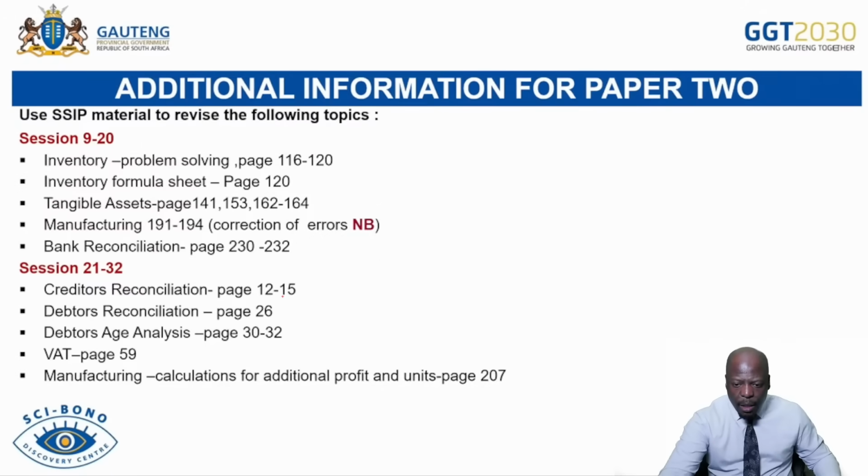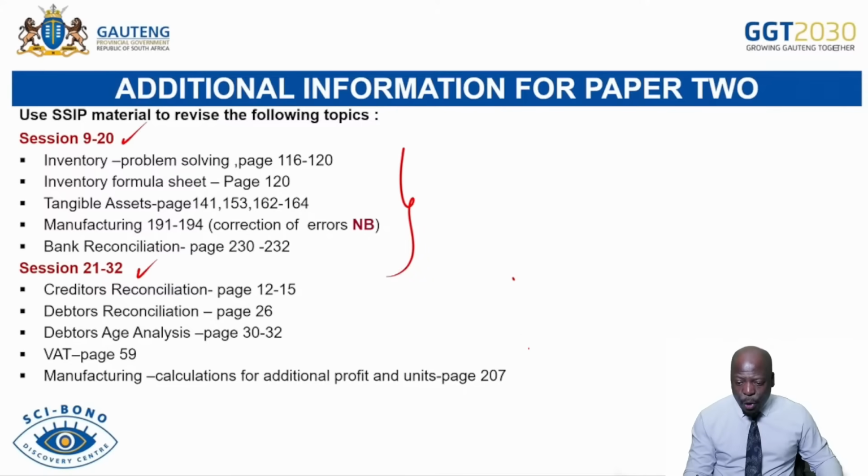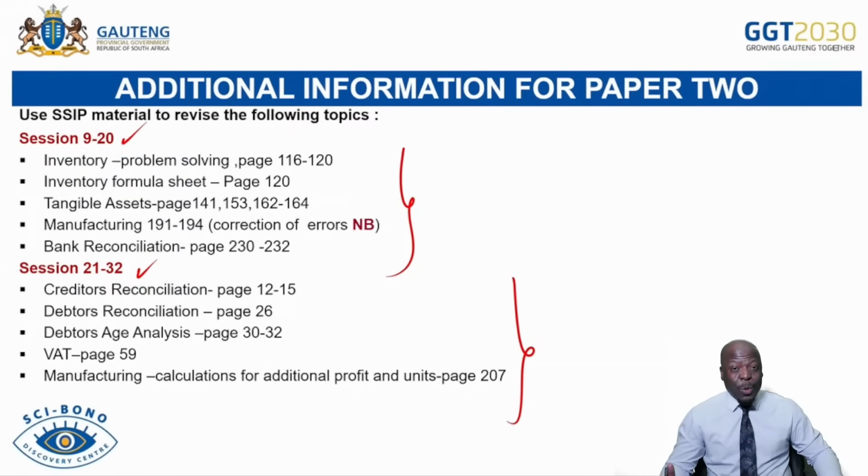Okay. So here is more additional information that you need to know about your paper 2. All right. But as I've said, because I started a bit late, I'm not going to read this information. It is very key that you go into your SIP material and you look from session 9 to 20 and session 21 to 32. You'll find all this information, and there are worked examples that can assist you in doing your calculations.